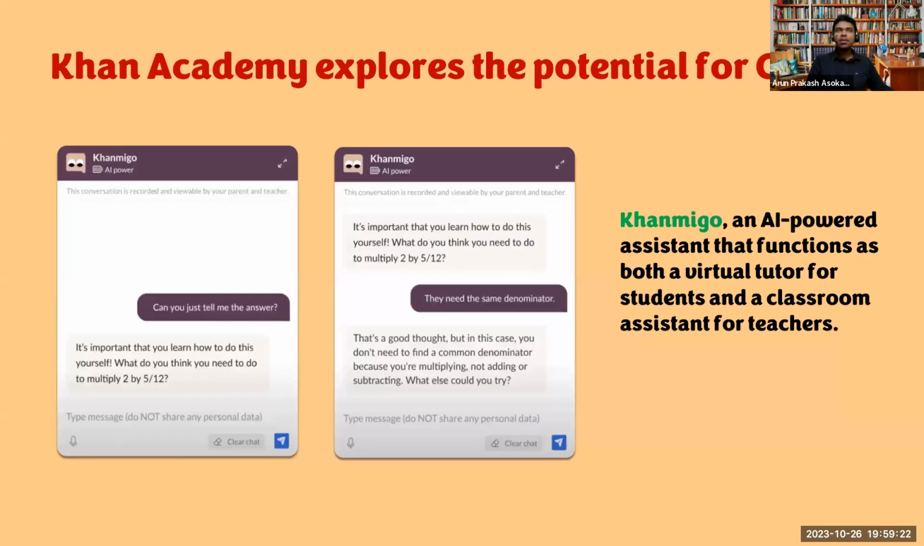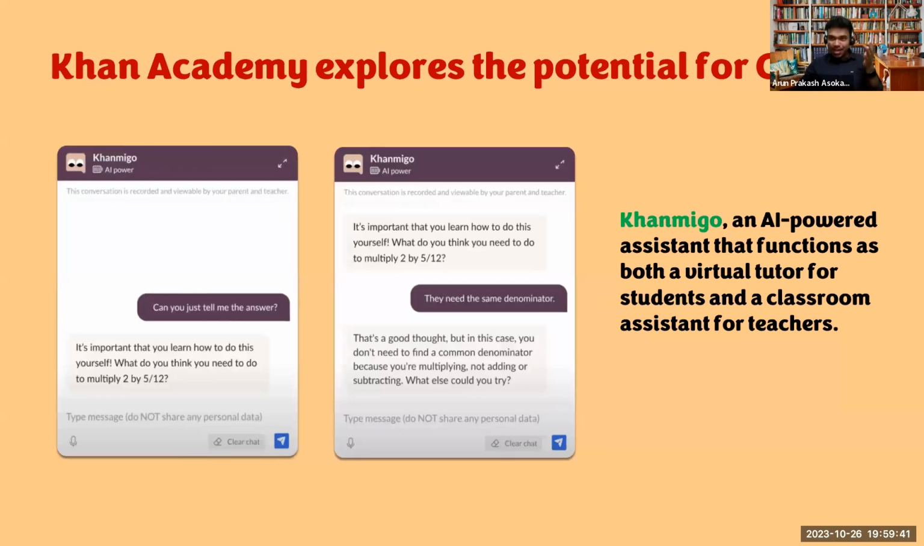And you know what? One of the well-known edtech firms, Khan Academy, has already started exploring this potential of GPT-4, right? And they built something called Khanmigo, which is an AI-powered assistant that functions as both a virtual tutor for students as well as an assistant for teachers.